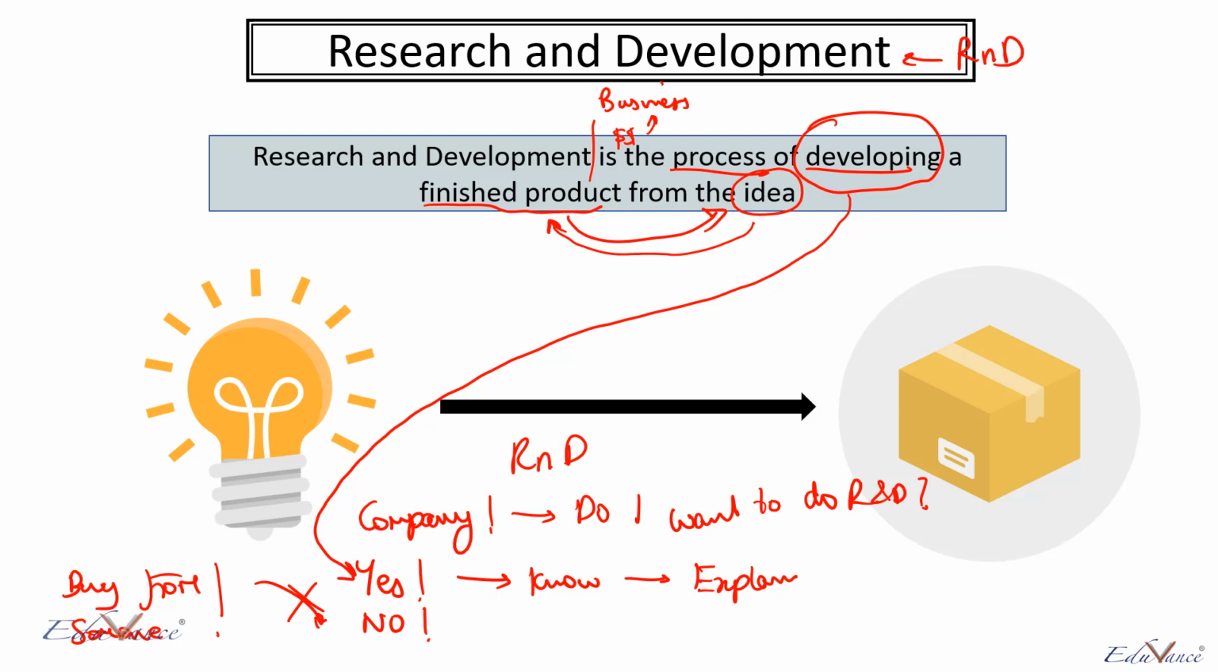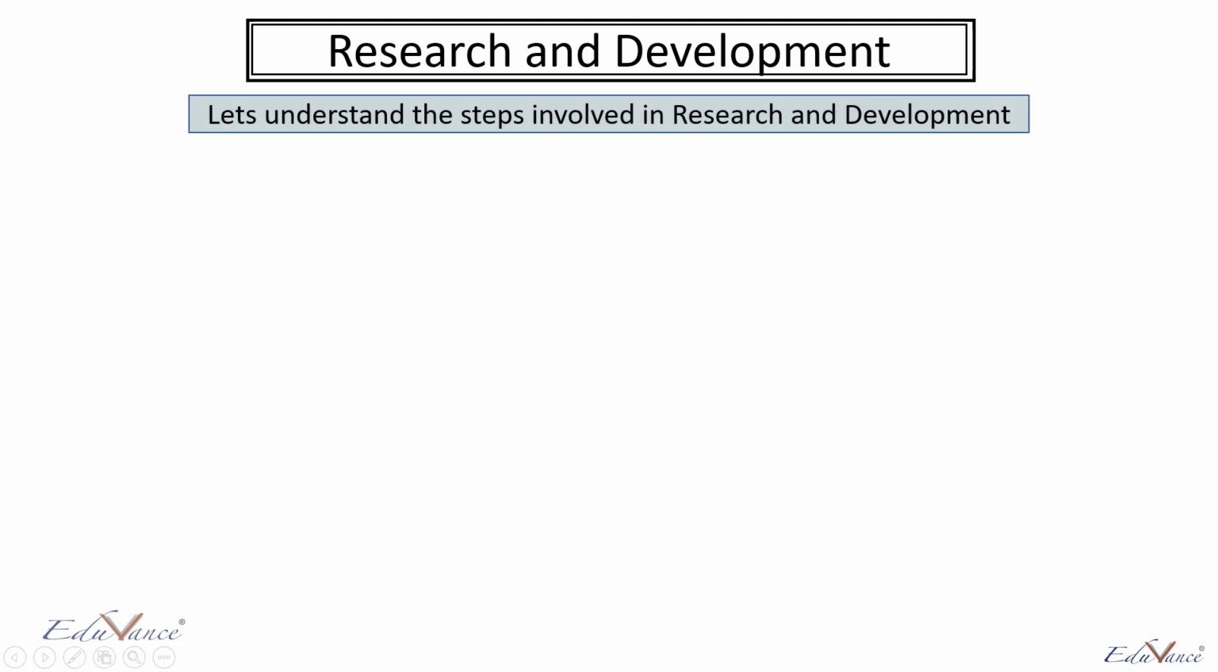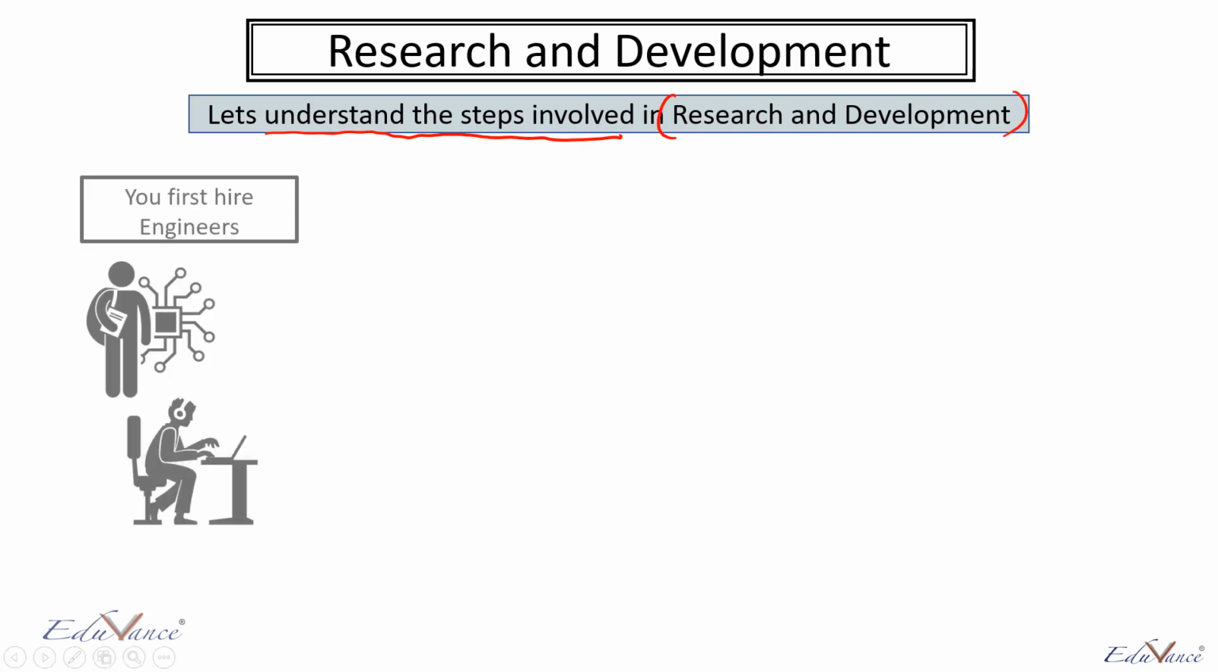But remember, as I told you, business is all about trade-offs. So if you do R&D, which is yes, there are some advantages. If you say no, you don't want to R&D, there are some advantages, but there are some disadvantages as well. And that, my friends, as we know, is called as trade-offs. So now let us assume that yes, as a company, you are going to do R&D. So let us look at and understand the steps that are involved in doing R&D. Let's go step by step.